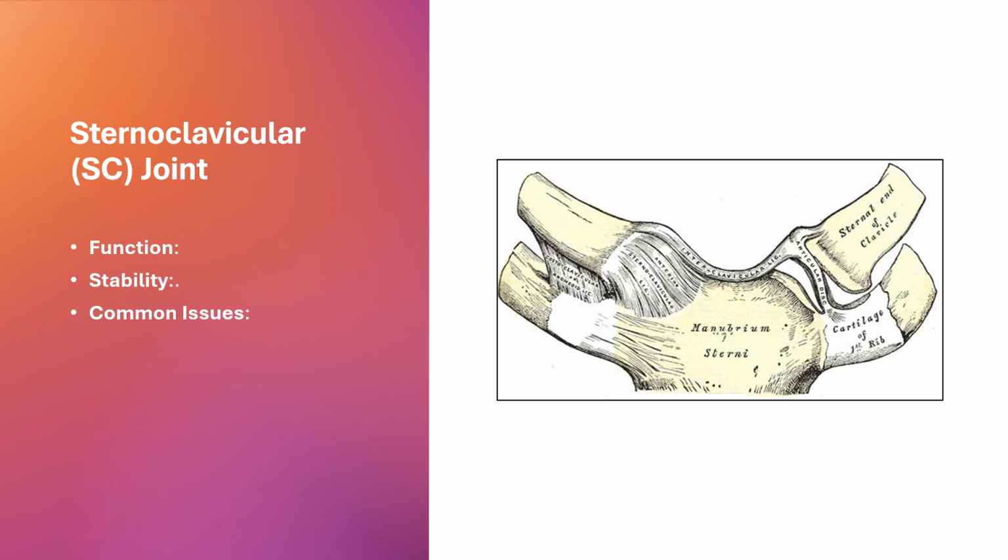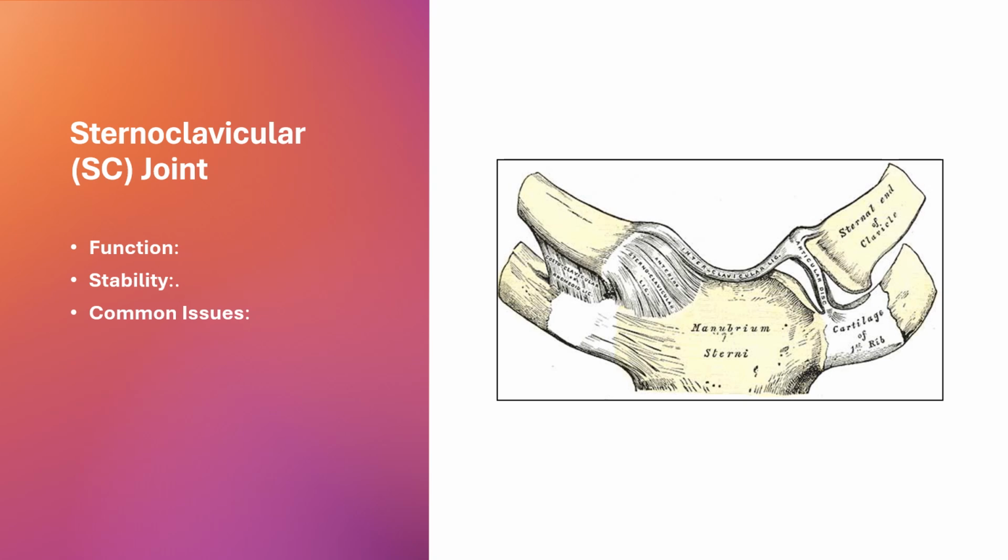shoulder girdle mobility. Now, the SC joint is supported by several strong ligaments, including the sternoclavicular ligaments, the costoclavicular ligament, and the interclavicular ligament. Now, these ligaments help secure the clavicle in place while allowing a wide range of motion.